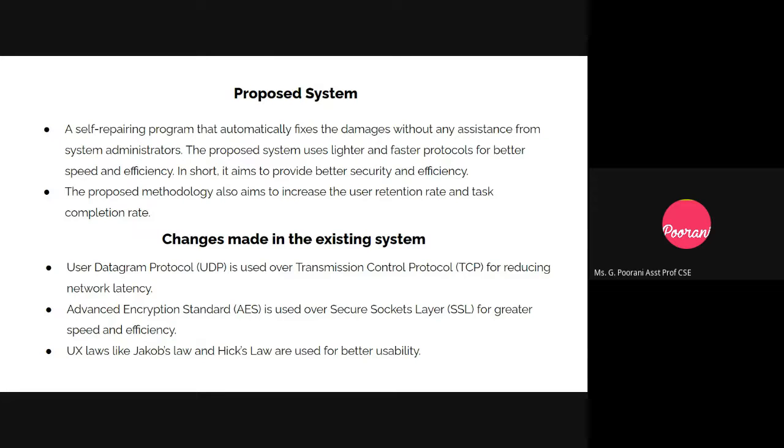So instead of those layers, like secure sockets layer or some other concepts, you have just used AES and UDP, all these things, right? Yes, because of security concerns and adding more security layers. Okay, continue. And we have taken into consideration Jacob's law and Hick's law.